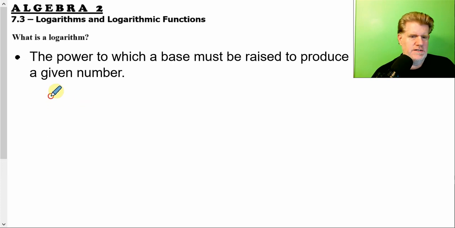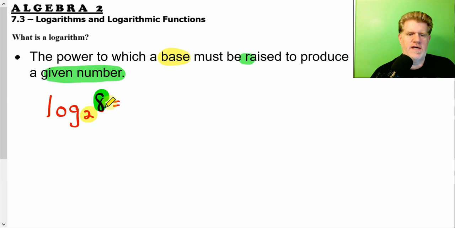Let's say you've got this. Here is what this question is asking you. If you have a base, which in this case is 2, what power, I don't know the answer, must this base be raised to produce a given number? So this given number is 8. Okay. So really the question is asking this. 2 to what power gives me the answer of 8?